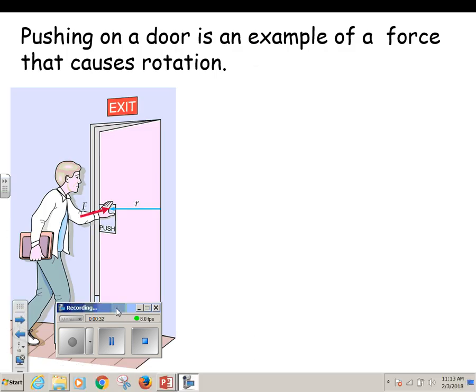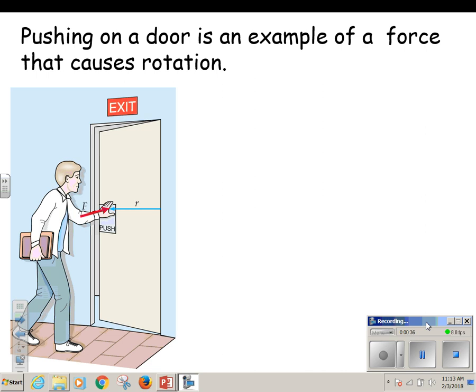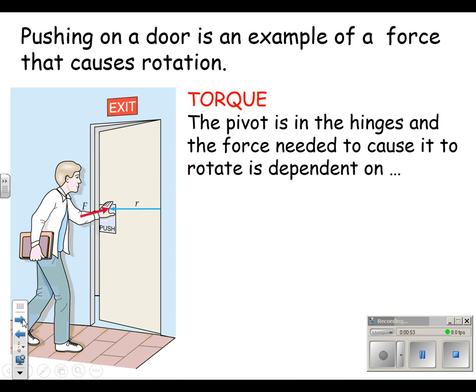Okay, so most all of you have done torque before. You already know something about it, because if you've pushed open a door or opened a cabinet or any of those types of things, then you have already done torque. Because pushing a door is an example of applying a force that then causes a rotation. For torque to occur, the pivot is in the hinge, and the force needed to cause it to rotate is dependent on a couple of things.